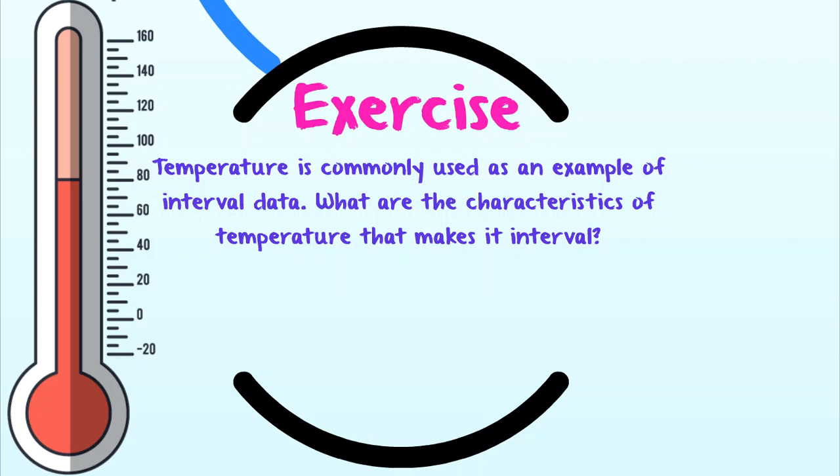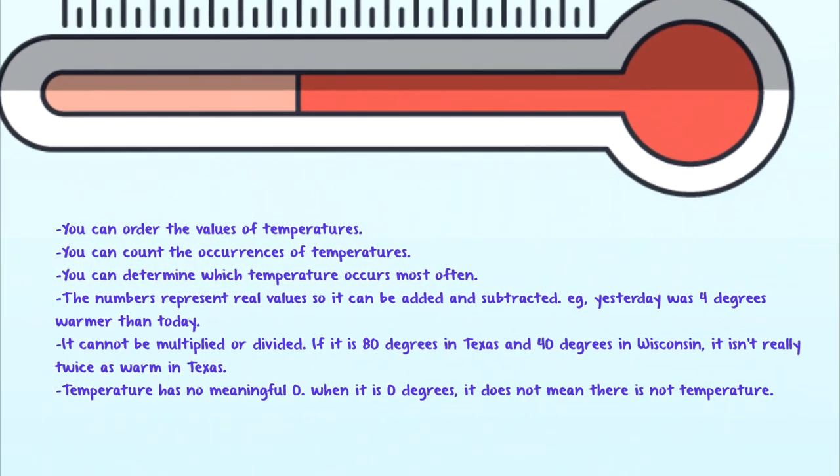And that's one of the characteristics, which is everything that I said here. Also, you can count the occurrences. You can determine which temperature occurs more often. You can order the values of temperatures. And then you can add and subtract. Like, for instance, you can say it's 80 degrees warmer in Texas than it is in Wisconsin. Right now, when I'm recording this, it is currently 40 degrees warmer here in Texas than it is in Wisconsin.